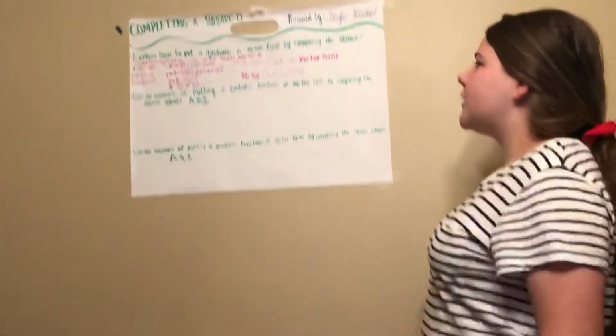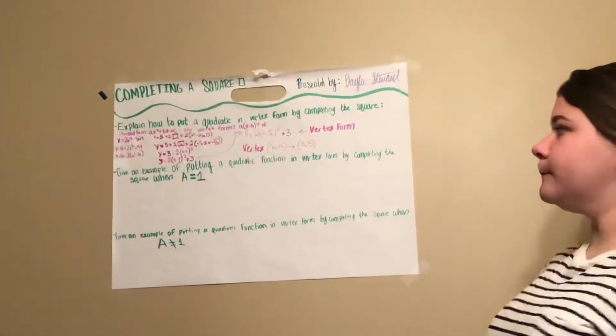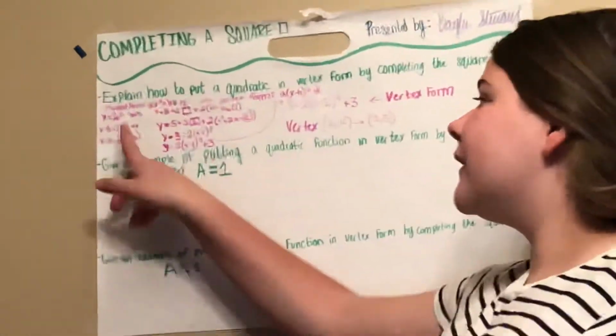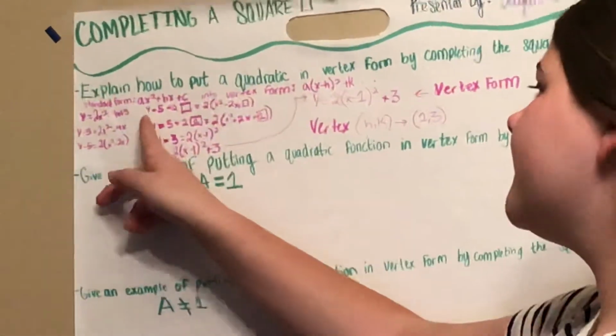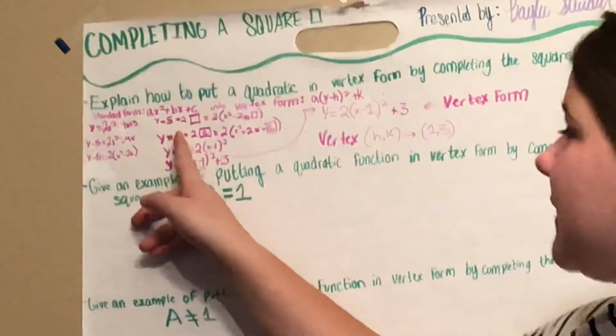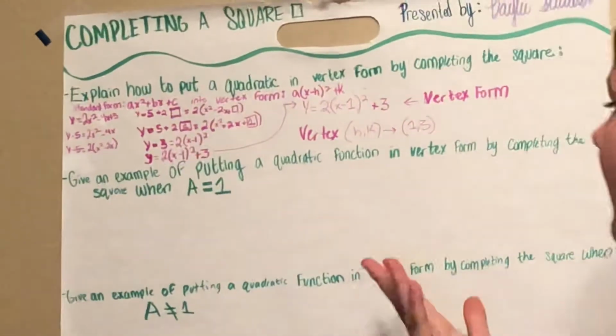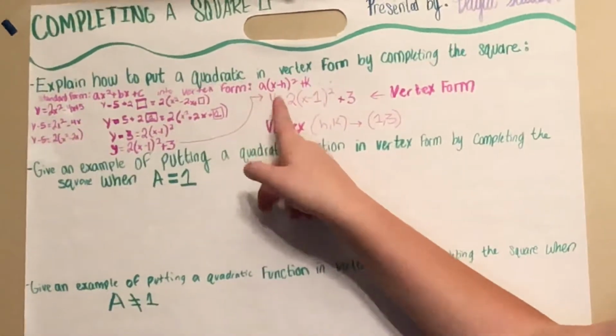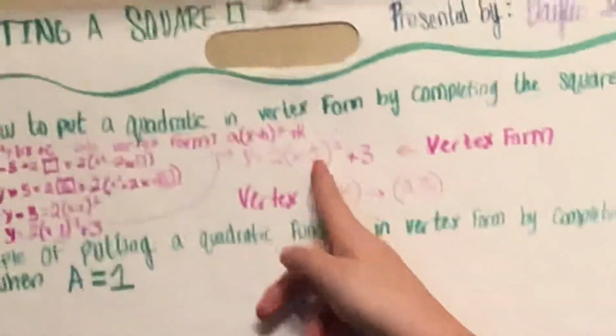Explaining how to put a quadratic into vertex form by completing the square. First, we know that our standard form for a quadratic equation is ax squared plus bx plus c. And we know that vertex form is a times (x minus h) squared plus k.